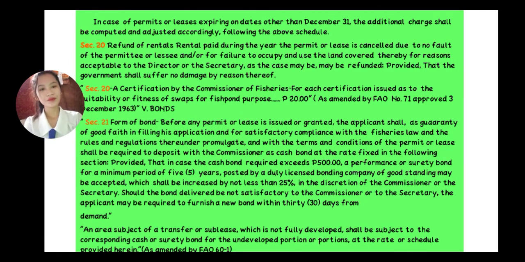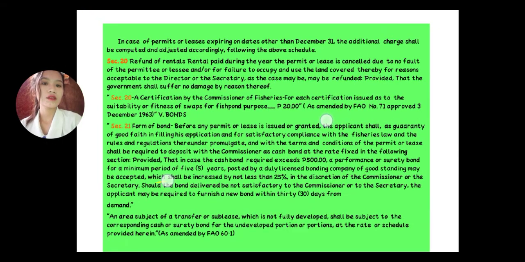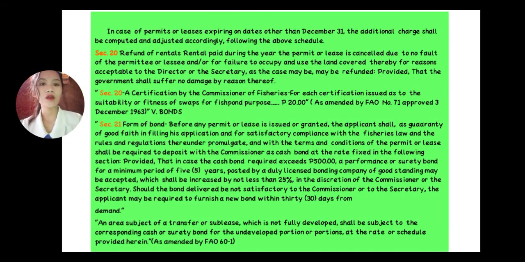Section 20. A certification by the Commissioner of Fisheries. For each certification issued as to the suitability or fitness of swamps for fish pond purposes, 20 pesos, as amended by FAO number 71 approved 3 December 1963. So kani certification of Commissioner of Fisheries, ma-issue ni siya sa mga mo-swamp sa fish pond. So 20 pesos ang bayad.